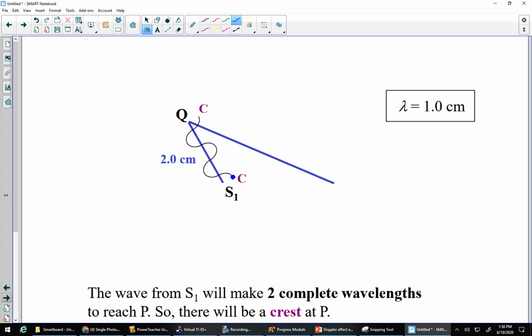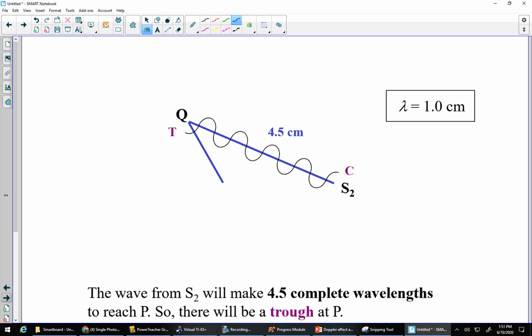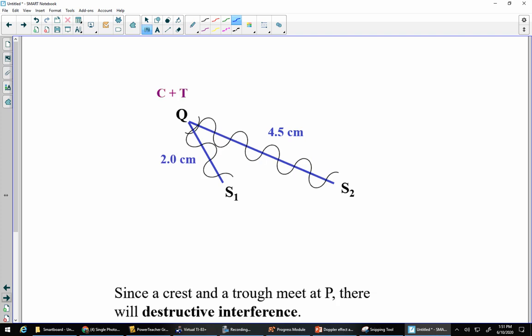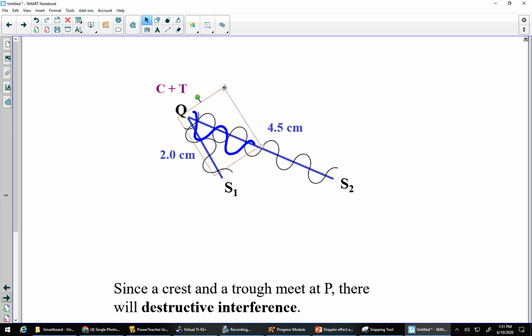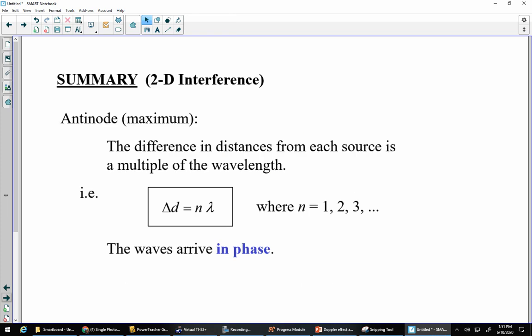Starting with a crest, I've got one, two full wavelengths, so I end up with a crest. For the other one, it's 4.5 centimeters, so I've got one, two, three, 4.5 centimeters. That's only 4.5 wavelengths, so that means we end up with a trough there. Let's draw this the same way here. If I line these ones up, and let's go there, and let's go to there. Perfect. They're going to end up with destructive interference. We're going to end up with a trough and a crest at the exact same place.